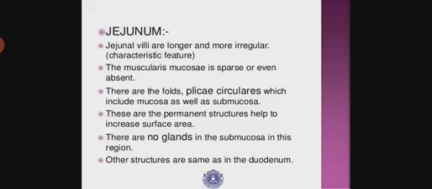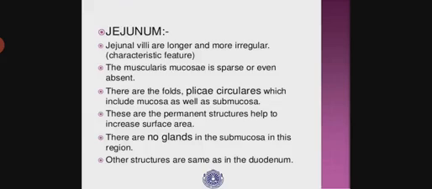Jejunal villi are longer and more irregular, which is the characteristic feature, and the muscularis mucosae is sparse or even absent. And these are the folds called plicae circulares, which include mucosa as well as submucosa. These are permanent structures which help to increase the surface area. There are no glands in the submucosa in this region, and the other structures are similar to those seen in the duodenum.